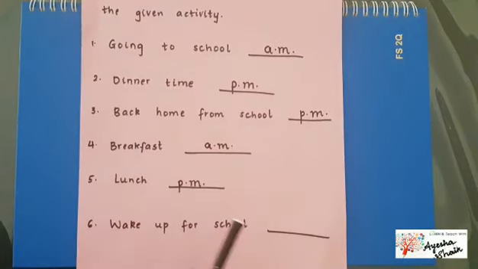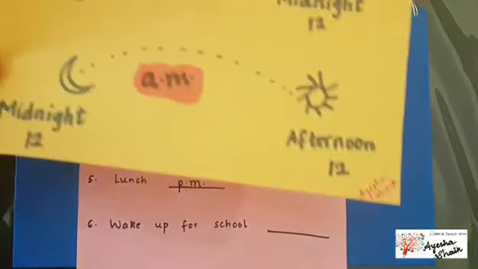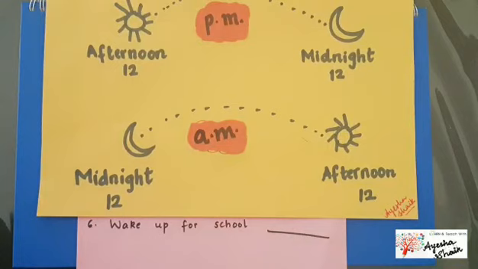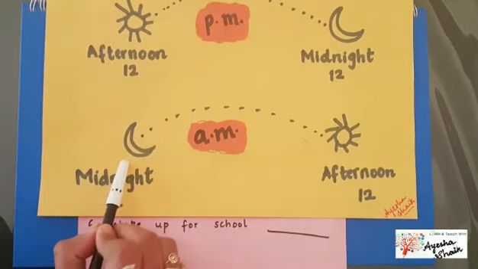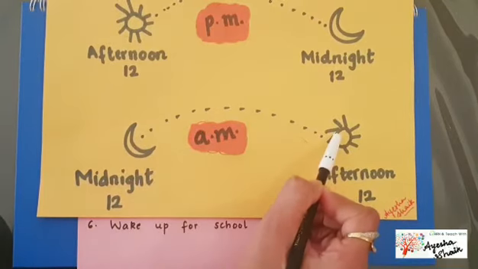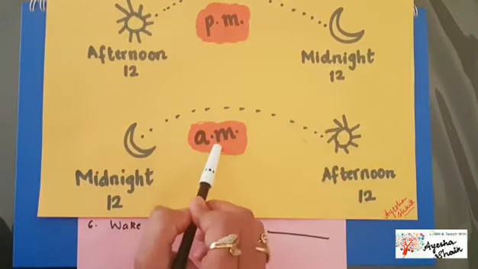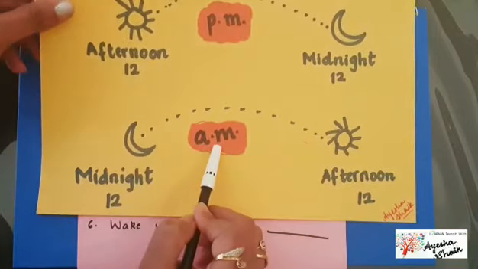And wake up for school. When do you wake up for school? Is it in the night? No. Afternoon? No. It's in the morning. So what will it be? It is going to be AM. It's midnight, then it will be morning, and then it's going to be afternoon. So it is AM, right?